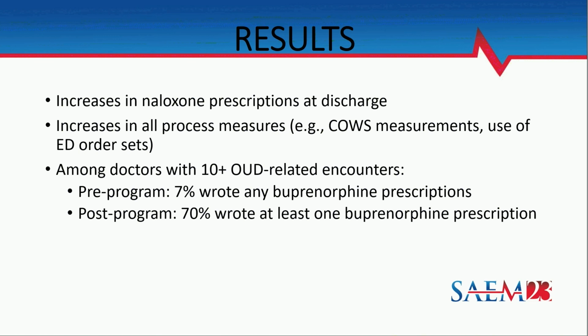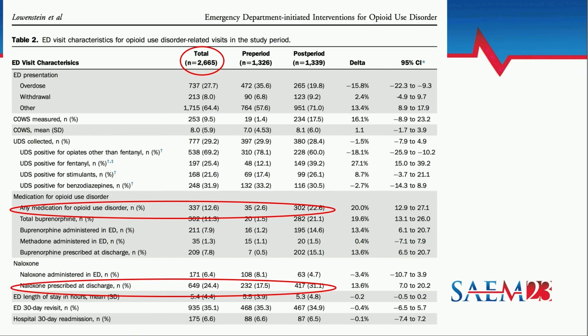So the order sets and the COWS measurements increased. And among doctors who had 10 plus opiate use disorder related encounters, pre-program, 7% of them wrote any prescriptions for bupe, and post-program, 70% of them wrote at least one bupe prescription. So this table basically summarizes some of the stuff that we talked about already, highlighting that after this program, there was a statistically significant increase in bupe treatment rates.